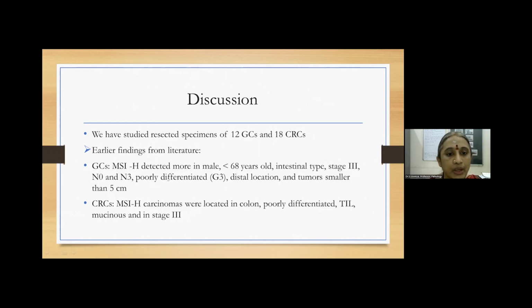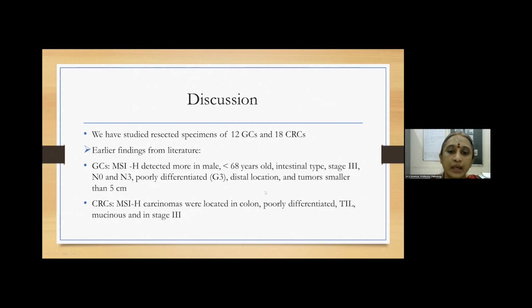In our study also, we have identified more of a male preponderance, and the age group was 40 to 60 years. And we have also encountered more intestinal type morphology. However, the stage was identified to be stage 2 in most of our patients. The nodal status also was variable, and we saw a similar finding. In our study, poorly differentiated carcinomas were not many, and we identified more moderately differentiated carcinomas associated with microsatellite instability high status. The distal location, that is the antrum, was common in our patients also, but the tumor size was very much variable.